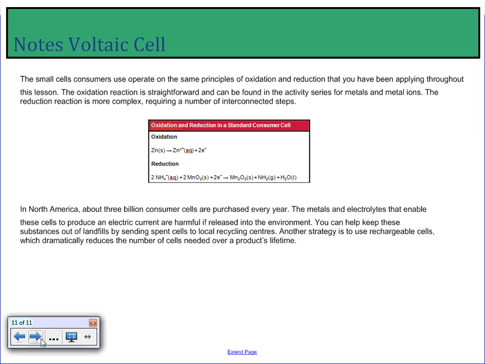In North America, about 3 billion consumer cells are purchased every year. The metals and electrolytes that enable these cells to produce an electric current are harmful if released to the environment. So you can help keep these substances out of landfills by sending spent cells to a local recycling center. Another strategy is to use rechargeable cells, which dramatically reduce the number of cells needed over a product's lifetime.